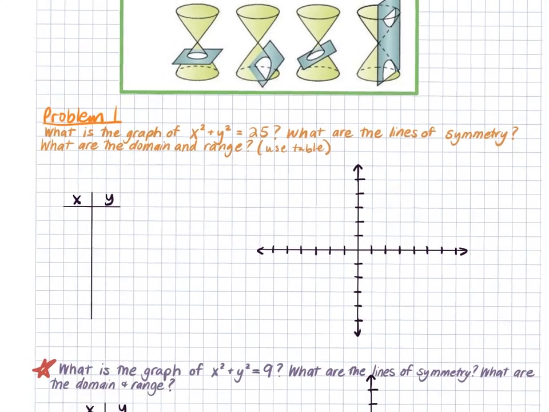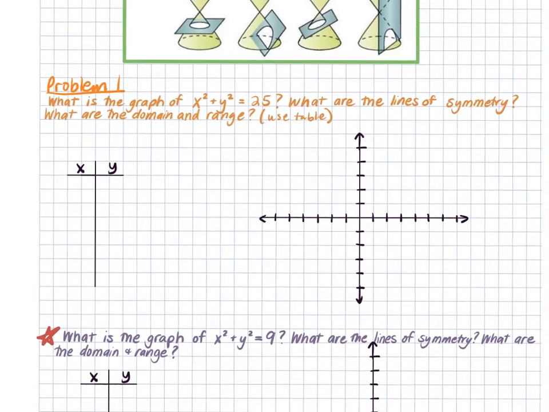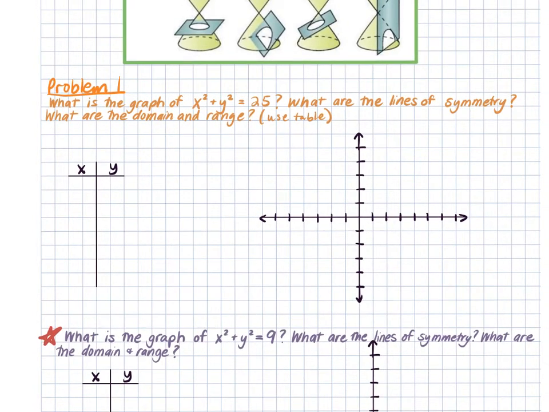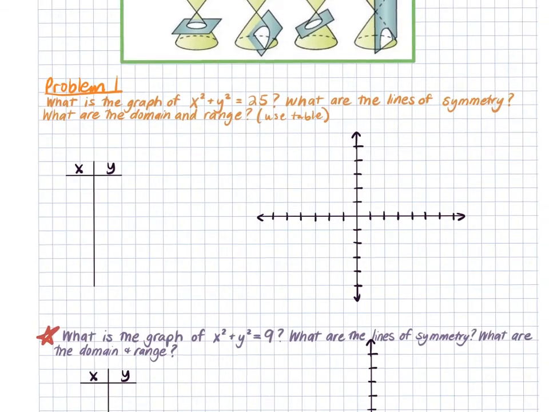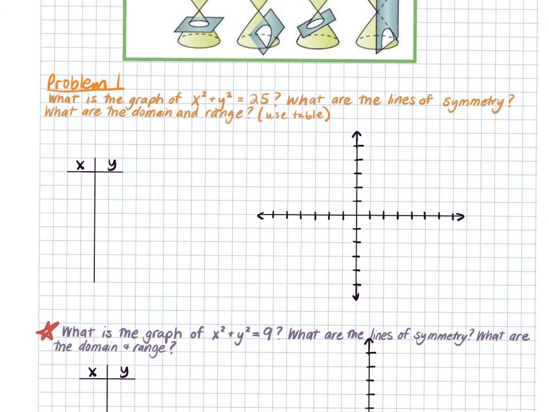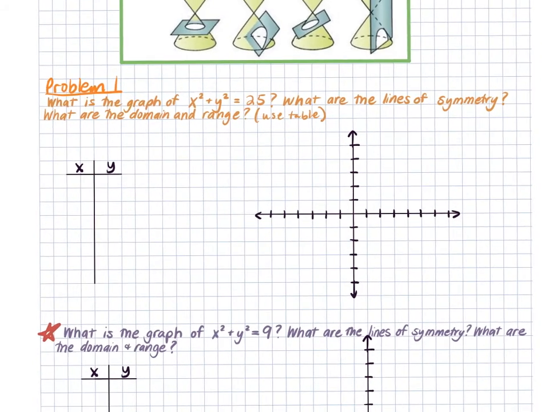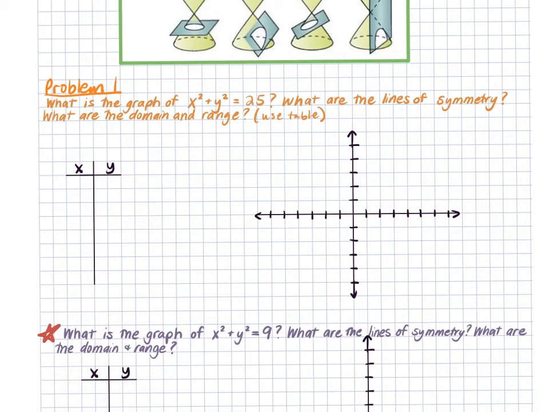We have an equation with x and y, where the x is squared and the y is squared, and it is asking what the graph is, what the lines of symmetry are, and what the domain and the range are. So we're going to use a table here. We're just going to plug in some values of x and figure out what y is, and then plot the points.